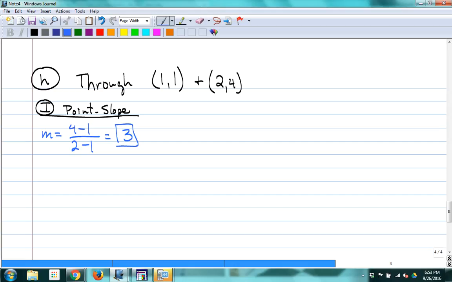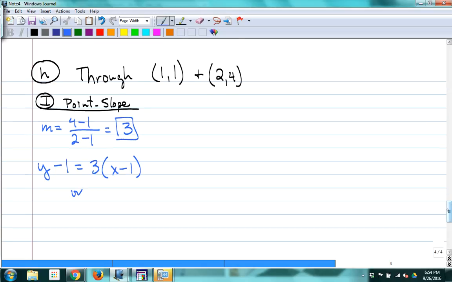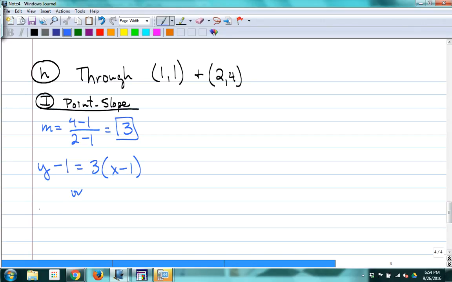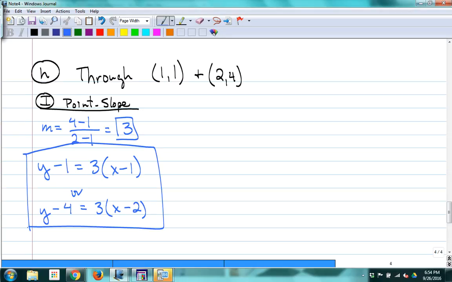Okay? So your point slope, you could have y minus 1 equals 3 parentheses x minus 1. Or what's the other equation? Just to make you think a little bit. I scrolled past the ordered pair. It'd be y minus 4 equals 3 parentheses x minus 2. Either of those. Again, I'm going to pick this one because it's got ones and I can't screw it up. I can't put something in the wrong spot. But understand either of those would be correct for point slope form.